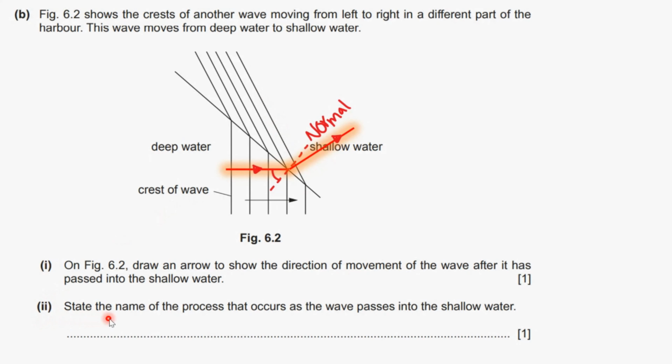In part ii, state the name of the process that occurs as the wave passes into the shallow water. As I said, they are refracted waves, so the name of the phenomenon is refraction. Refraction, in physics, is a physical phenomenon which explains that there is a change in the speed of whether it is light waves, sound waves, or water waves. So do not use the concept of changing direction; it is preferable to use the idea of a change in the speed.